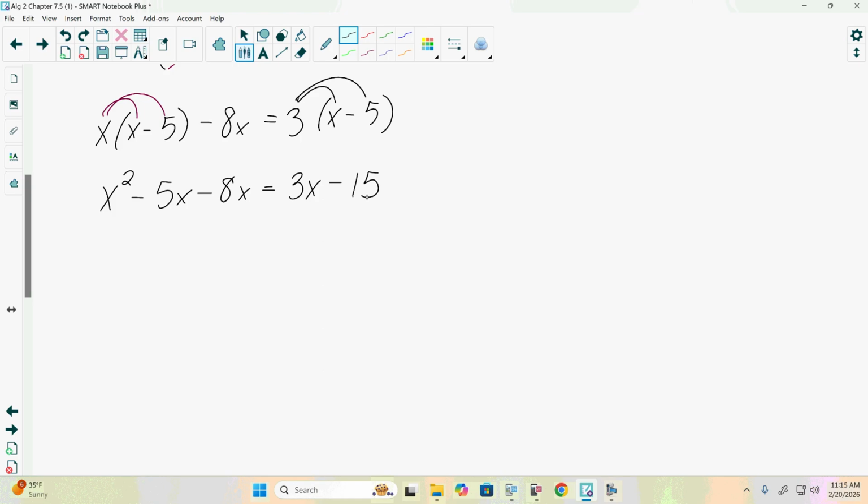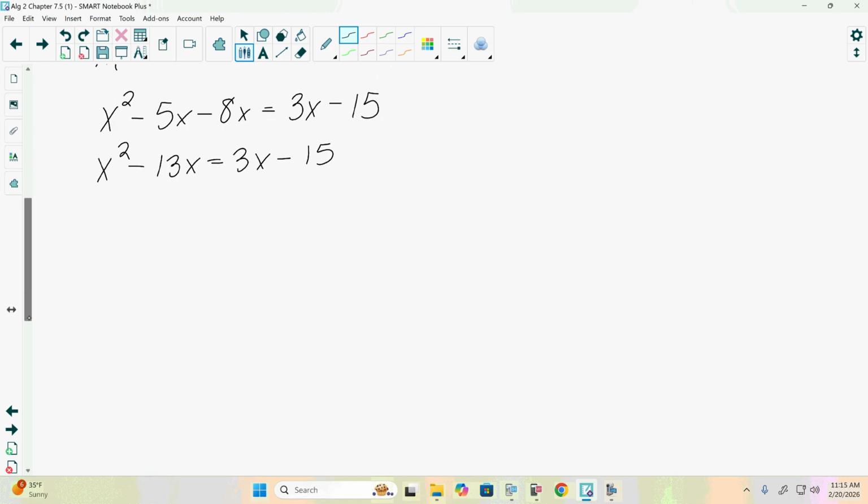Since we do have an x squared term, we are going to have to get this equation equal to 0. Now, before I start moving anything, I do want to combine like terms. I want to combine that negative 5x and negative 8x. Because we want to simplify, combine like terms on either side before we start moving things across, just so we don't have as many terms to work with.